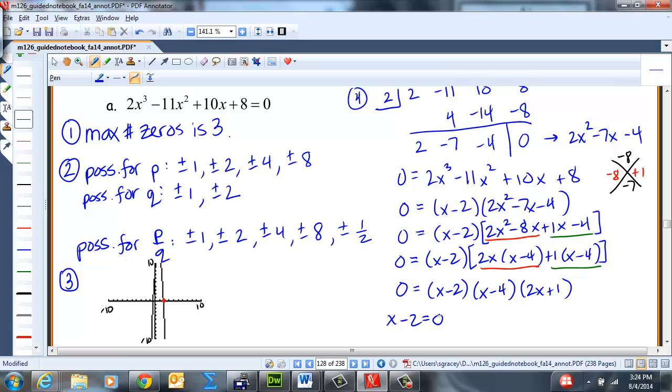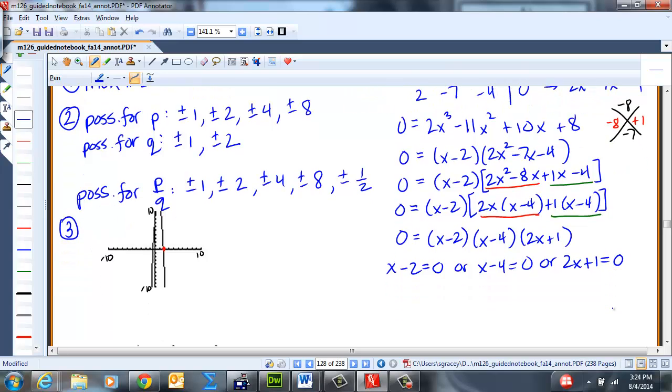We have x minus 2 is 0, or x minus 4 is 0, or 2x plus 1 is 0. And we get x is 2, or x is 4. This one would give us 2x is negative 1, or x is negative 1/2. So the real zeros are negative 1/2, 2, and 4.